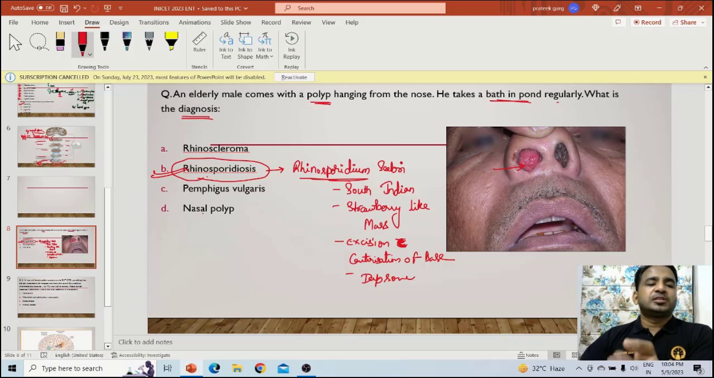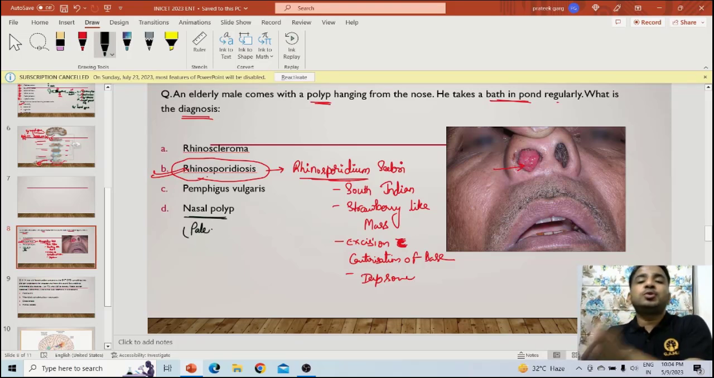Why not the other options? Suppose nasal polyp. Why not nasal polyp? Nasal polyps are not red, they are pale. They have nothing to do with taking a bath in the pond. No relation. It is basically allergic. Hereditary factors may contribute, but nasal polyps are generally pale, not reddish. And there will be multiple polyps on both sides.